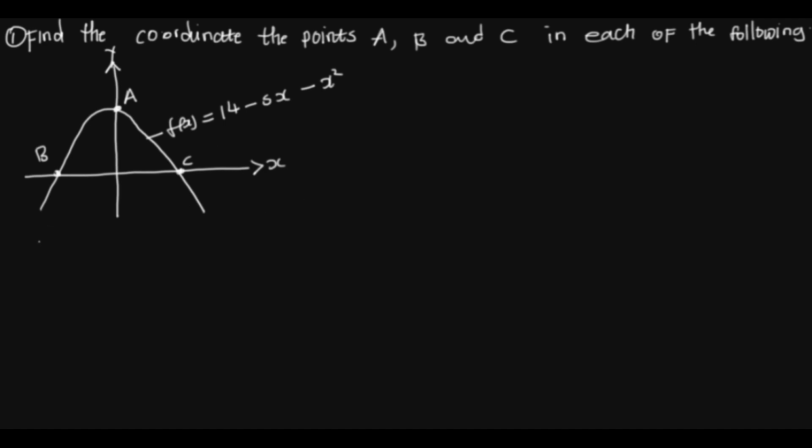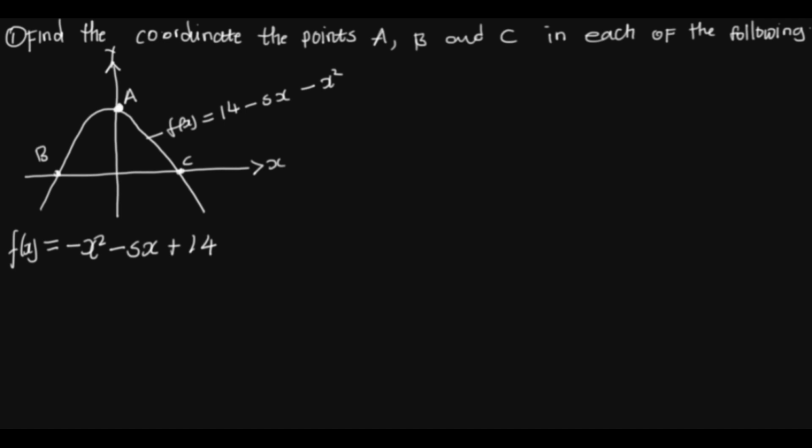So let's begin with point A. So far we can see that for point A, we are looking for the y-intercept because it is a point where our curve is intersecting the y-axis. Now from there, what we are going to do is write our function. So our function f of x is equal to, now what I'm going to do is rearrange the equation into a standard form where I need to begin with the one with the squared term. So we begin with negative x squared minus 5x plus 14.